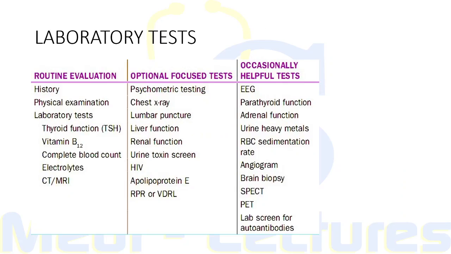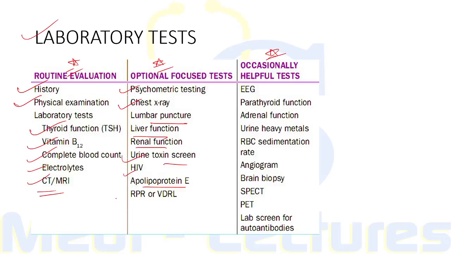Now let's see the laboratory tests in detail. So we have divided the tests into routine tests, optional tests and occasionally helpful tests. So routine tests which we have to do in every patient should be history, physical examination and thyroid function, vitamin B12, CBC, electrolytes, CT or MRI. Optionally, we can require psychometric testing, chest X-ray, lumbar puncture, LFT, RFT, urine toxin screen, HIV, apolipoprotein E and RPR or VDRL for syphilis.